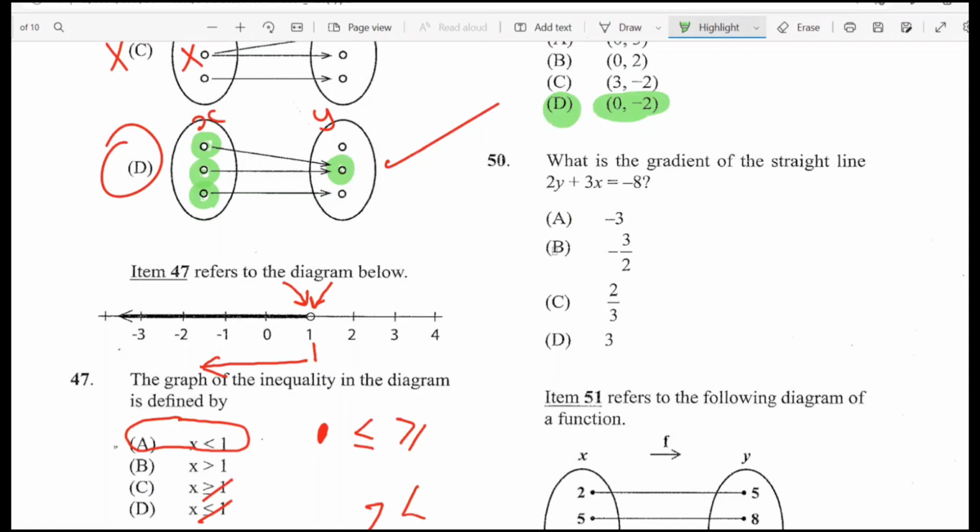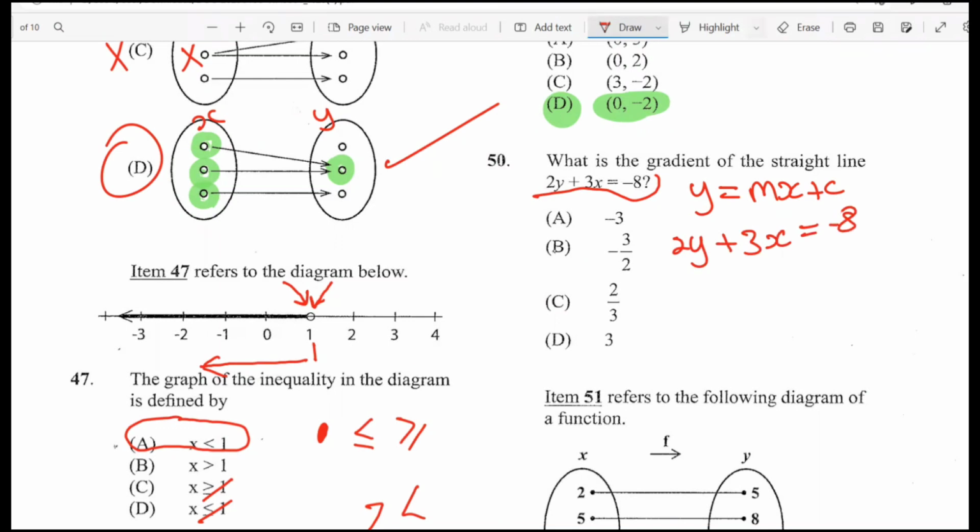Number 50. What is the gradient of a straight line here? So after this straight line, in order to name the gradient, we don't want to name it in this format. This is in standard form. Whenever you're going to name the gradient, it must be in the slope-intercept form. Slope refers to gradient. And imagine if you put it in the slope-intercept form, you will be able to see the slope as well as the intercept, but we're focusing on the slope. So what you want to do is to take this that is in standard form and transpose so that the y is by itself.